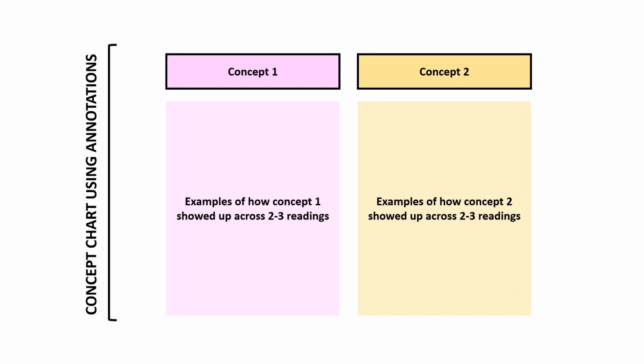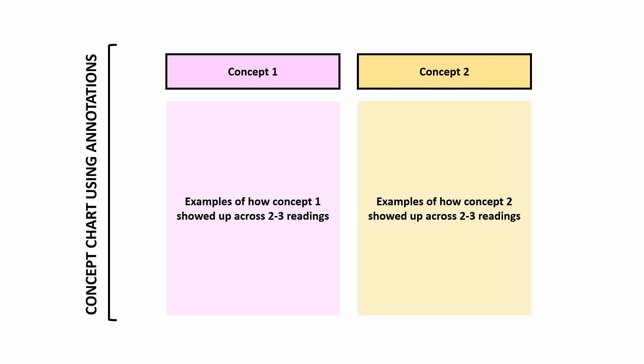So we have that concept chart, right? So you have one concept on the left column and your second concept on the right column. And then you have 2 or 3 or maybe 4 examples of how that concept showed up across readings, right? So again, for your concept charts in class, you have 4 rows. Maybe not every single box has something filled in, but for each concept, you provided details of how it showed up in at least 2 of the readings that you annotated, if not 3 or 4 of them.